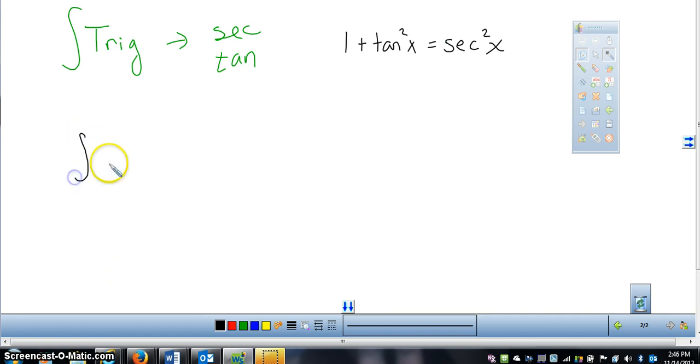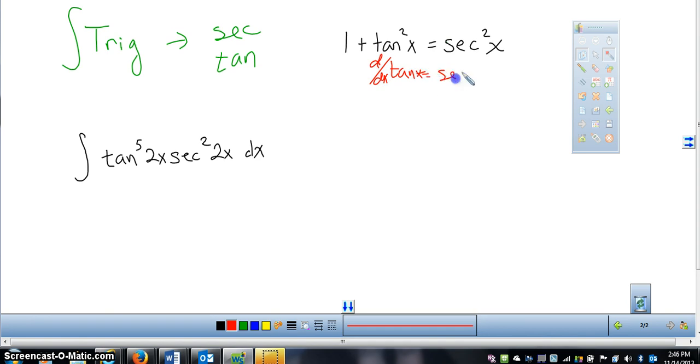So let's just try one. Let's try the tangent to the fifth of 2x times secant squared of 2x dx. And before we do any of this, let's remember the derivative of tangent. If I take the derivative of tangent, I get secant squared, right? And if I take the derivative of secant, I get secant of x times tangent of x.